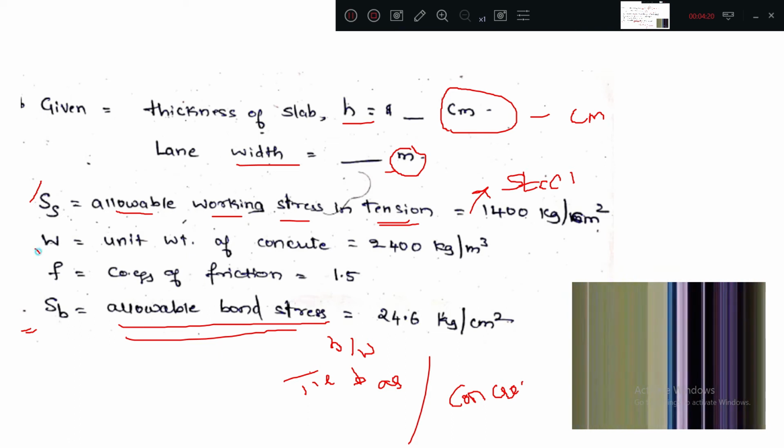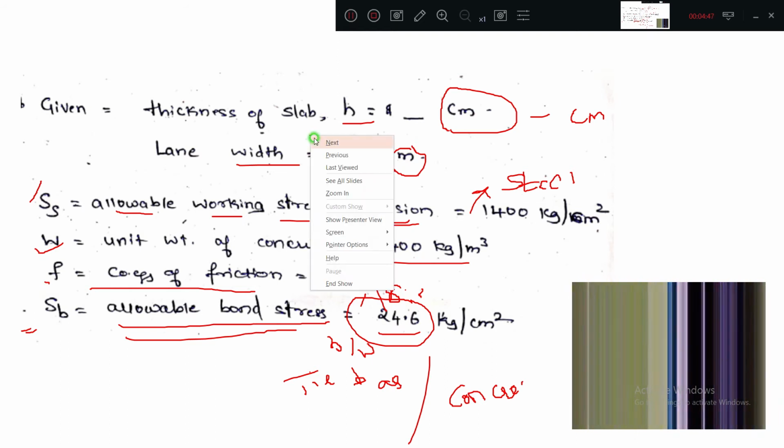W, as usual, is unit weight of concrete, 2400. F is the coefficient of friction between subgrade and concrete bottom surface, this is 1.5. This value may range from 18 to 24.6 both ways. In some textbooks it is given as 18 point something, in some 24.6. Whatever data is given in the question paper, you need to see and solve. This is one part; these data are generally given.